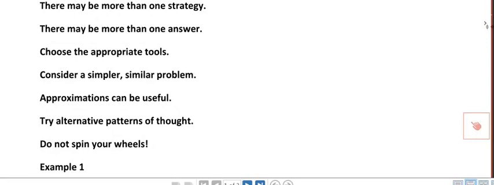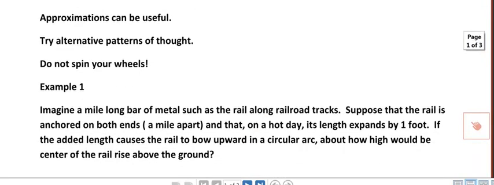And finally, the last one is don't spin your wheels. If you get aggravated, get up, walk away, and then come back, and you may just have a fresh perspective, and the strategy may just pop out at you immediately. So always take a break if you're solving a problem and you get frustrated.